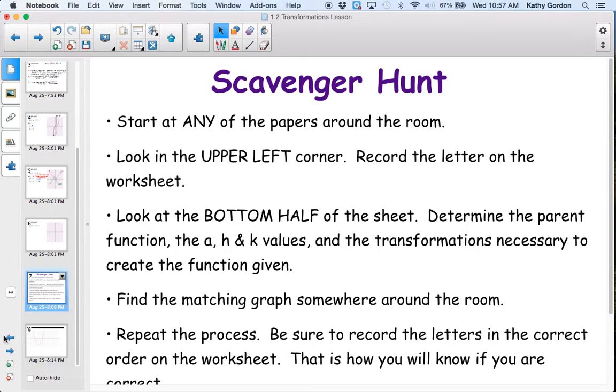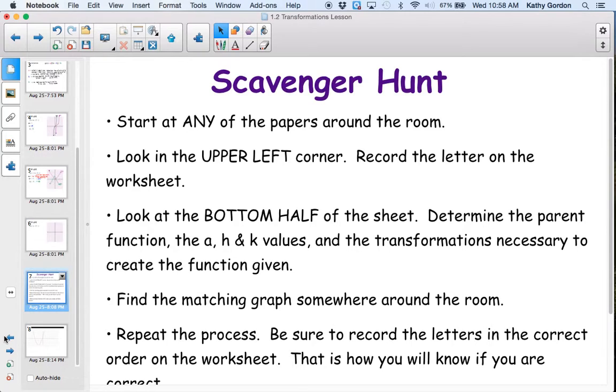And then once you have that figured out, you then need to go find the graph that does that. So for example, if I start back here at D, and I realize that that function has a parent function of a quadratic, and I identify what my A, H, and K are, so I know what my transformations are, then I'm going to walk around the room and find a parabola that matches those transformations. Make sense? And when I get to that sheet, whatever letter is in the upper left-hand corner of that sheet is what I put on the next line. And then I work that problem out.